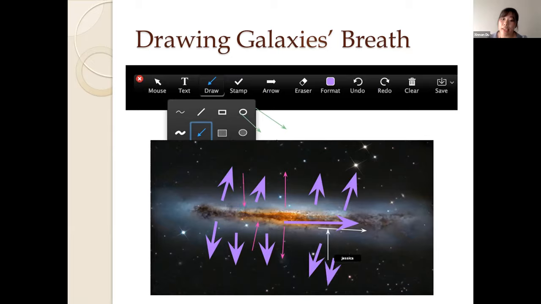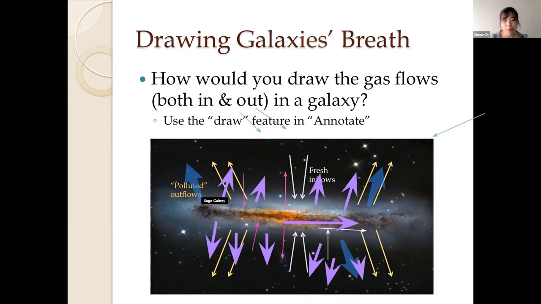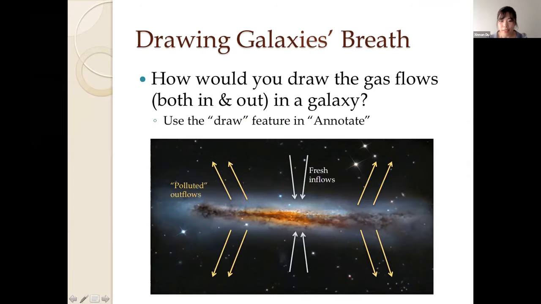Great, so they're both in and out, right? That's terrific. So if I were to add my own arrows, that would be like this. So we have, can someone help me just clean this up? Thank you. We have the fresh inflows and also the polluted outflows.